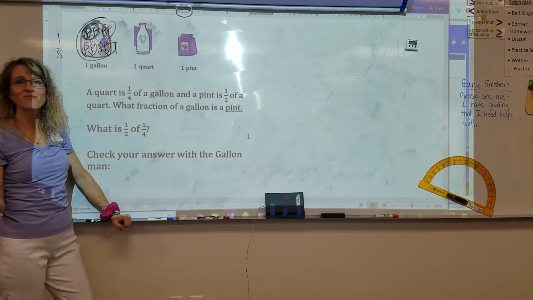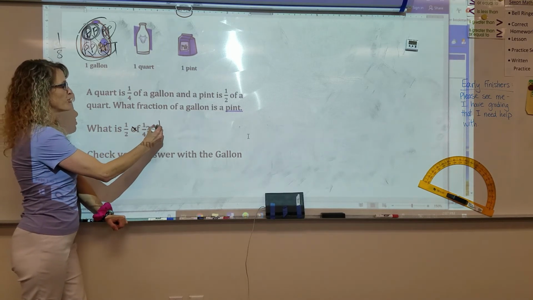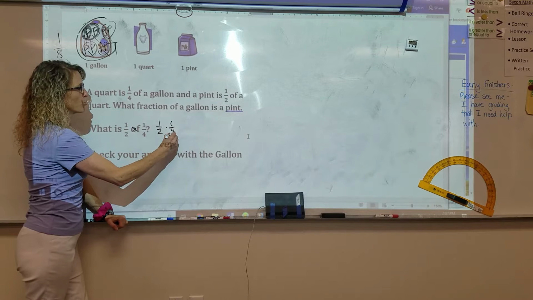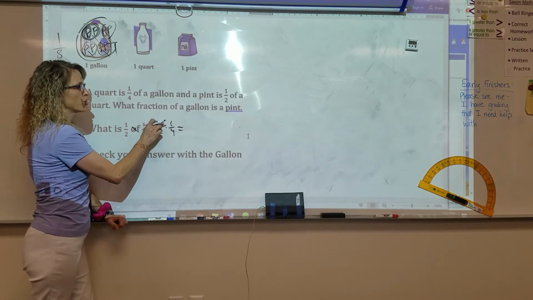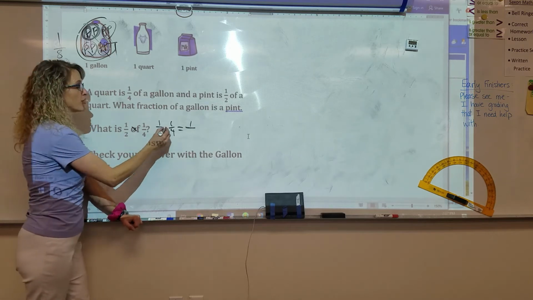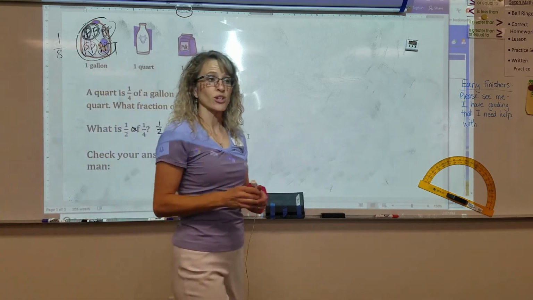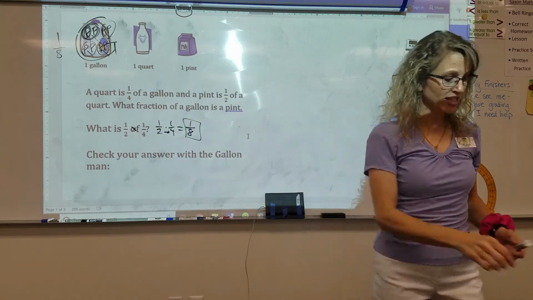What does of mean? Get ready? Multiplication. Times. So we're going to multiply 1/2 times 1/4. The rule when you multiply fractions is you go straight across the top, 1 times 1, and you multiply across the bottom. So it's 1/8. Again, we multiply the numerators and multiply the denominators.